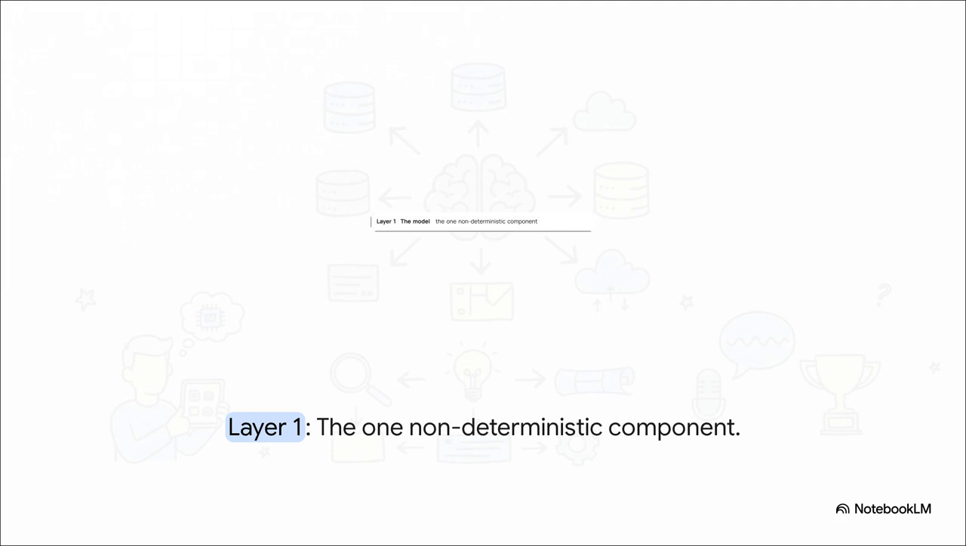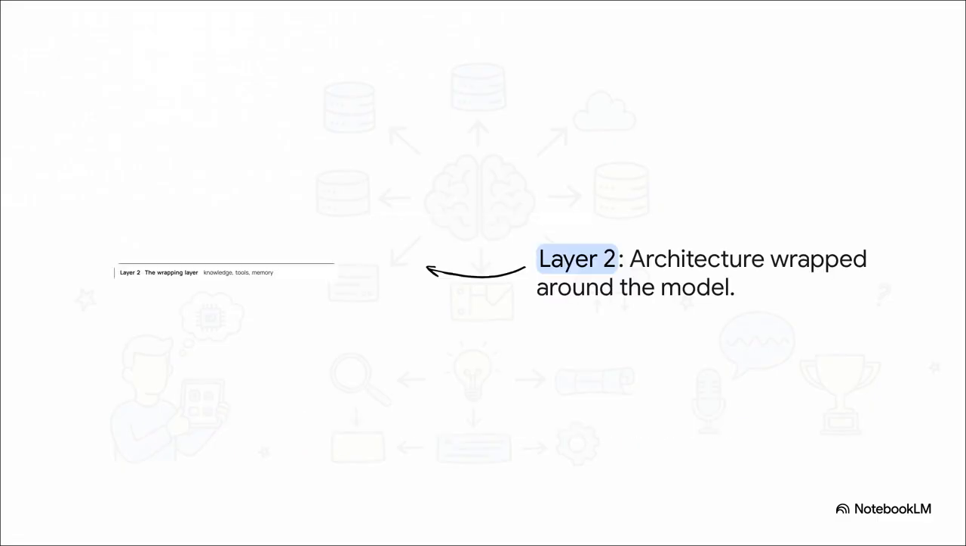You pick a model that clears the bar for the task, but remember this, the model is just the engine. The real interview is about everything you construct around it. And that naturally brings us up to layer 2, the wrapping layer. Honestly, this is where most of your design lives, and it's exactly where you should spend the bulk of your time in the interview. It's all the architecture wrapped around the model.